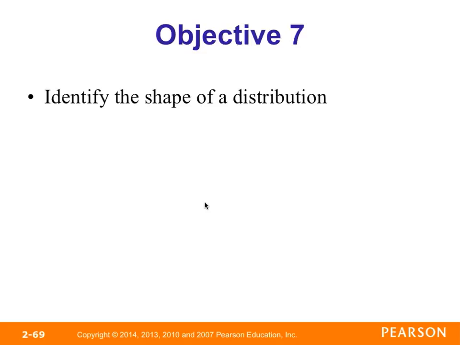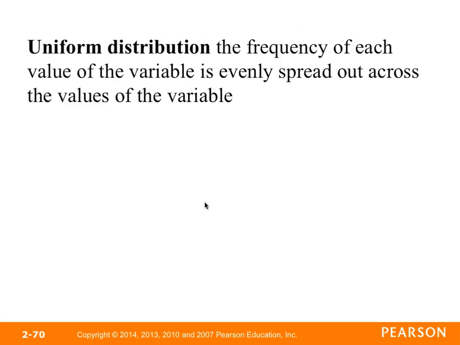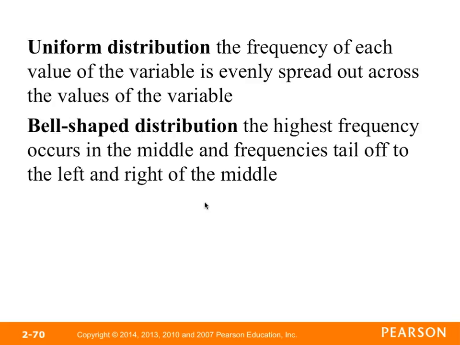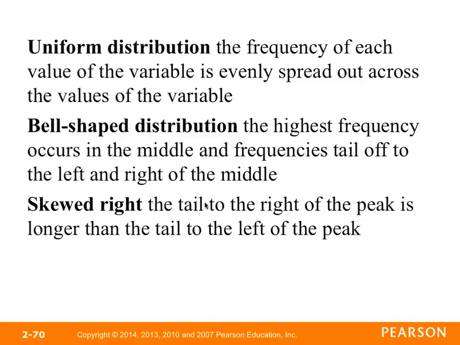Okay, objective 7 is to identify the shape of a distribution. So this is probably the trickiest part of this chapter. There aren't too many things that are very difficult in this chapter. This is probably the hardest. So the uniform distribution is one where the frequency of each of the values of our variable is evenly spread out across the values. Bell-shaped is probably something you've seen before. The highest frequency occurs in the middle, and the frequencies tail off to the left and the right of the middle. Skewed right is, these ones are a little bit counterintuitive.